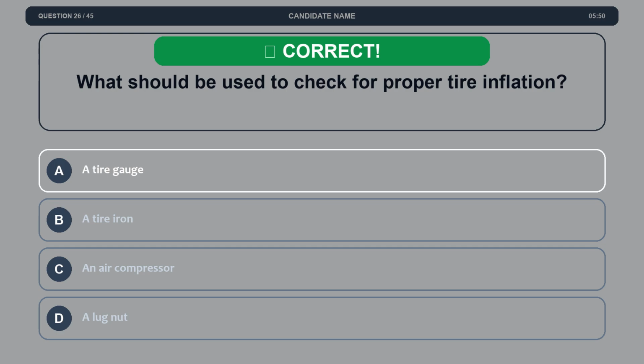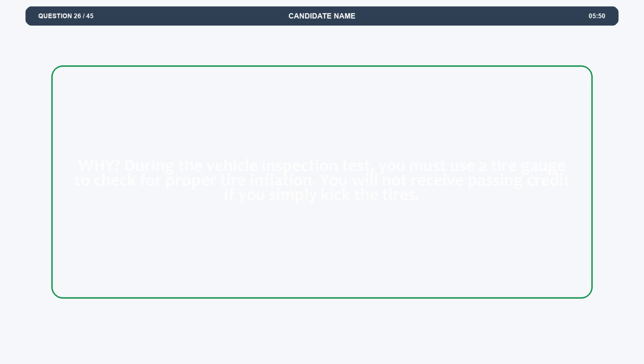The correct answer is option A, a tire gauge. Explanation. During the vehicle inspection test, you must use a tire gauge to check for proper tire inflation. You will not receive passing credit if you simply kick the tires.